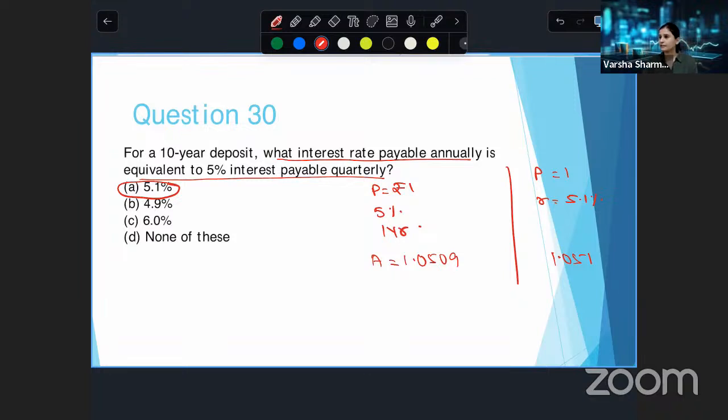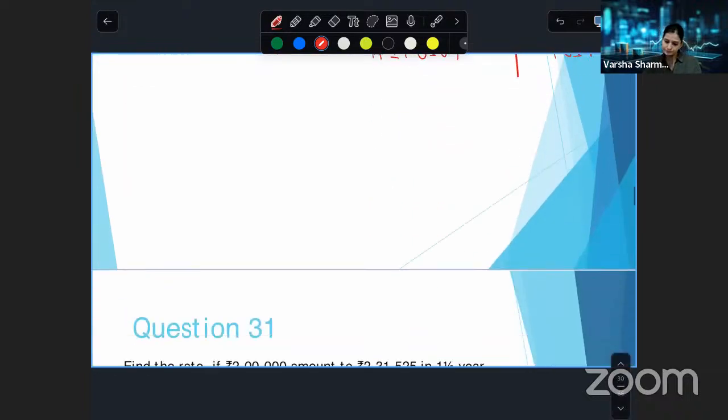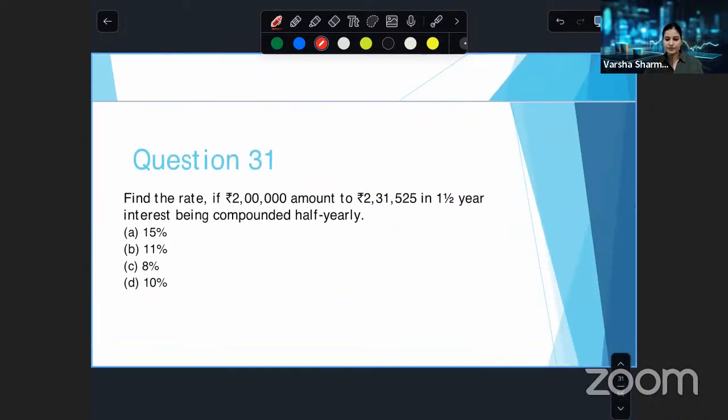Did you understand why? Yes, we'll talk about it again, but just a gist, only the formula part is left. Agree? 31. Find the rate if rupees 2 lakh amounts to rupees itna in 1.5 years, interest being compounded half yearly. Trial and error. Go for trial and error. 1.5 years means you're applying it thrice. 15% will become 7.5% half yearly.